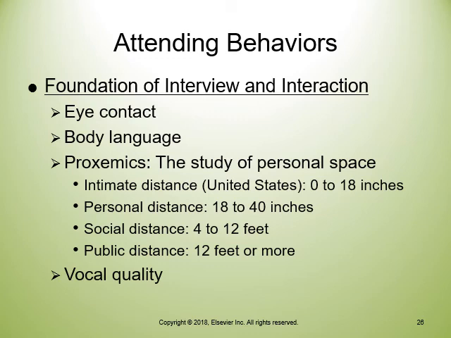Social space is anywhere from 4 to 12 feet of distance. Personal space is 18 to 40 inches. Intimate is 0 to 18 inches. So now, when I'm talking about this, let's take this even further, because what kind of relationship is an intimate distance?